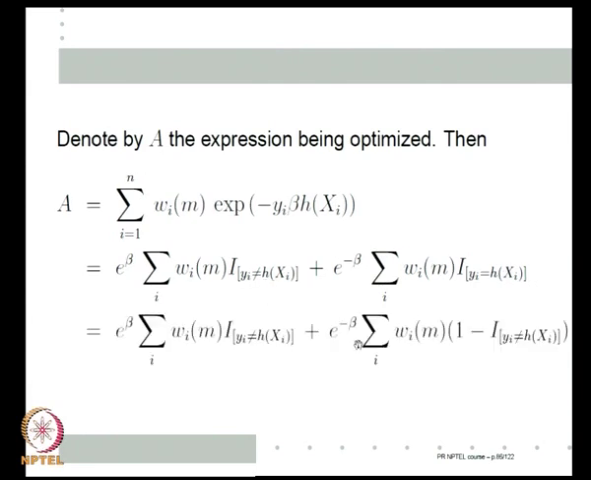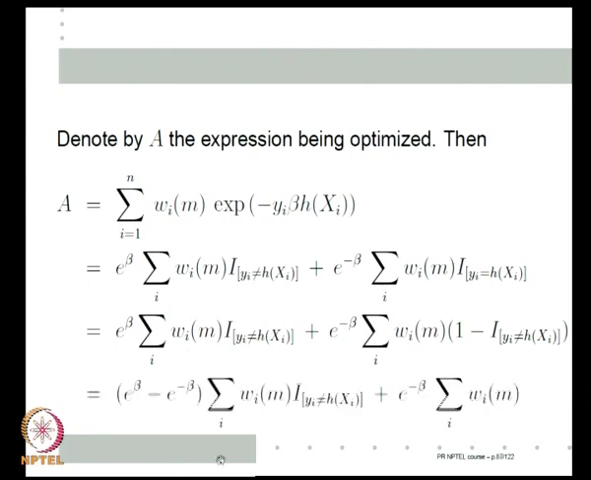Now, I can further manipulate this. The indicator y_i equal to h(x_i) is the same as 1 minus the indicator y_i not equal to h(x_i). The indicator y equal to h(x_i) is 1 when y equals h(x_i). If y equals h(x_i), the indicator y not equal to h(x_i) will be 0 and vice versa. So, this indicator is nothing but 1 minus this. Now, I can combine this term with this negative term here to get e power beta minus e power minus beta times w_i^m times the indicator y_i not equal to h(x_i), and what is left is the constant term e power minus beta times w_i^m.